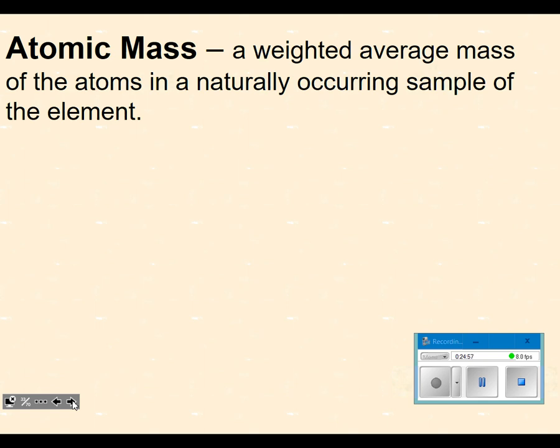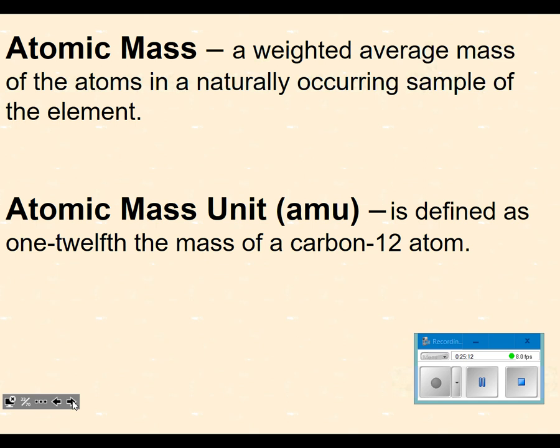Atomic mass also needs to be written down on your periodic table or in your notes. Atomic mass is different than mass number. It is a weighted average mass of the atoms in a naturally occurring sample of an element. The atomic mass unit is defined as 1/12 of the mass of a carbon-12 atom. Those need to be written down as definitions. Atomic mass is a weighted average, whereas mass number is just adding the protons and neutrons together.